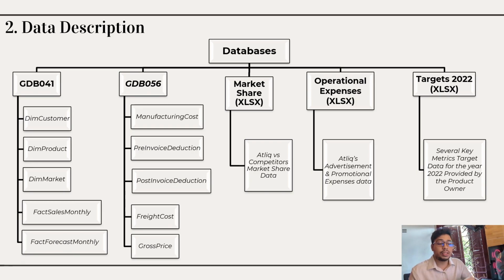After that, fact sales monthly. In this table, we are getting the transactional data, like the monthly sales data. And from the monthly sales data, we create lots of other metrics like net sales, gross margins, and others. And finally, we have the forecasted monthly data. This is similar to the previous fact sales monthly transactional data, but it has different forecasted sales data.